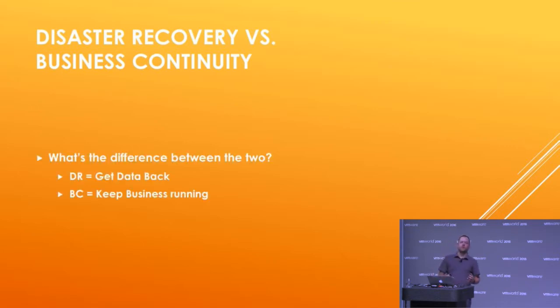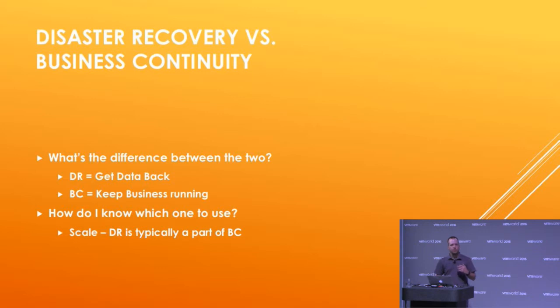DR typically comes down to how do I get my data back? You might be in a situation where a crypto locker hits you, or you have a malicious admin who's deleted all the files. You need to get that data back. It's a disaster. Business continuity, on the other hand, has much more to do with how is the business impacted, how can the business keep going. So this would be an example of, let's say, an e-commerce website going down. They need to get their websites back up and running to keep the business going.